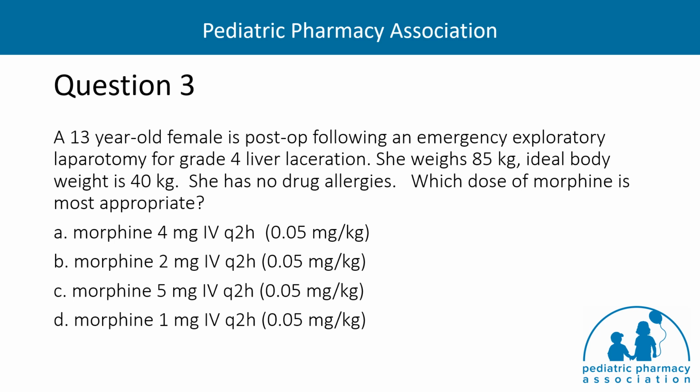The correct answer is B. Morphine 2 milligrams IV Q2 hours. This is because morphine is a hydrophilic medication with a high risk for overdosing, so her ideal body weight is used to calculate the dose. And then the dose is titrated to the desired effect.